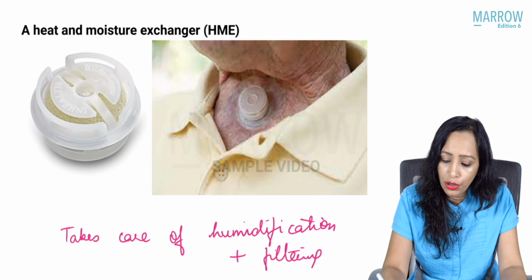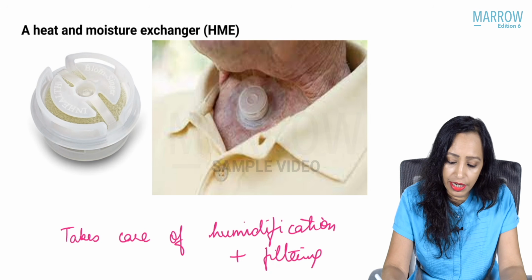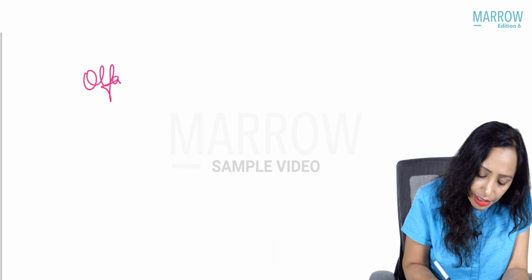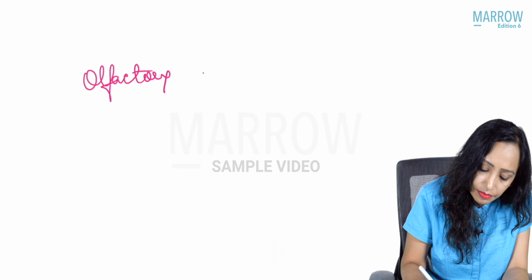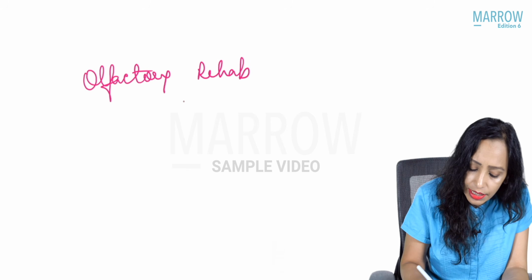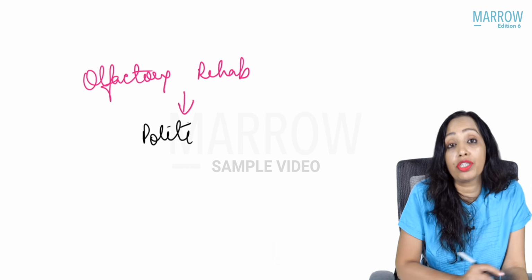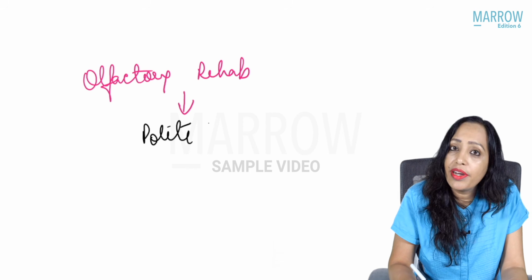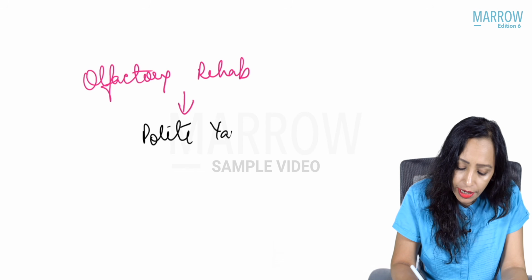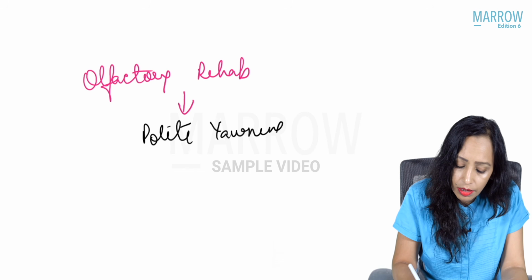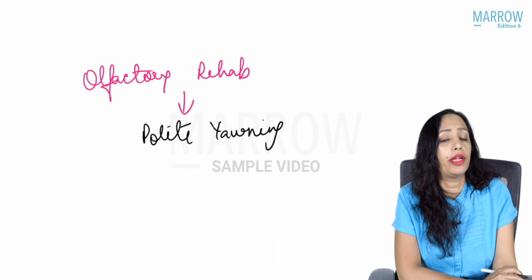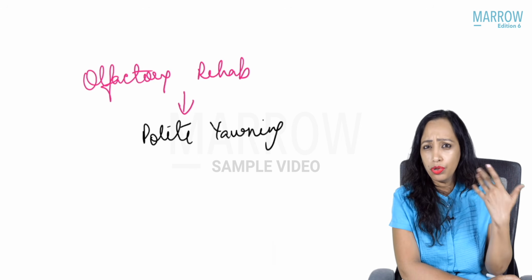So when we want to give olfactory rehabilitation, this can be done by a procedure which is known as polite yawning, and this was a question last year in exam. Olfactory rehabilitation is by polite yawning. What is polite yawning? Polite yawning is, how do you yawn?